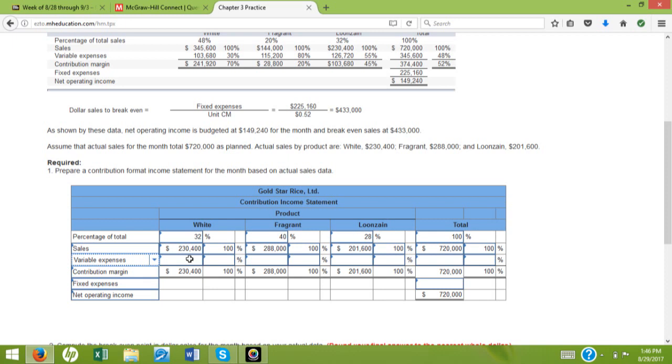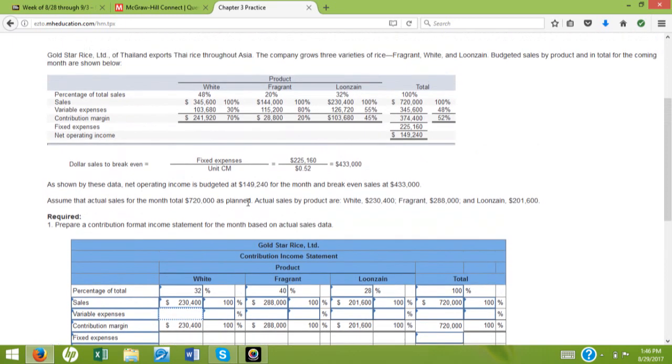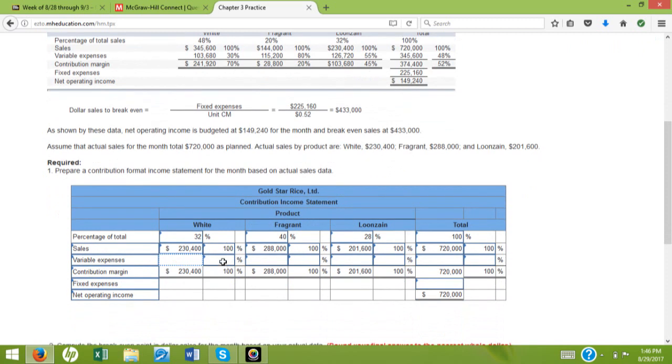The next thing we're going to do is calculate our variable expenses. So to do that, I'm going to look up here. And it says the variable expenses for white rice is 30% of sales. So we're going to put that 30% in here. And then we're going to take the 30% and multiply it by $230,400, which is the amount of sales for white rice. So 30% of the sales for white rice gives us $69,120.